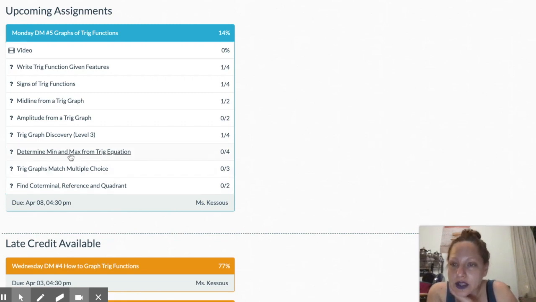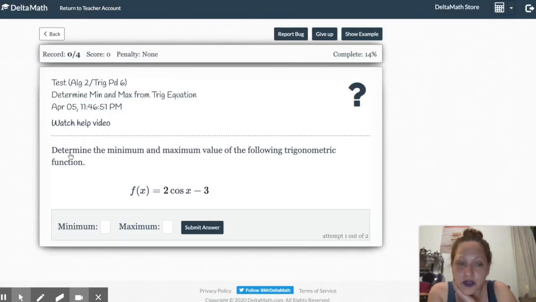The next section is determining min and max from the trig equation. So if you picture the graph, right, you would go to this number first, the midline. So if you had the graph right here, you would sketch in the midline at -3. From that midline, you'd be going up 2 and down 2, because the amplitude is 2. So from the midline of -3, you'd be going up 2 and down 2.